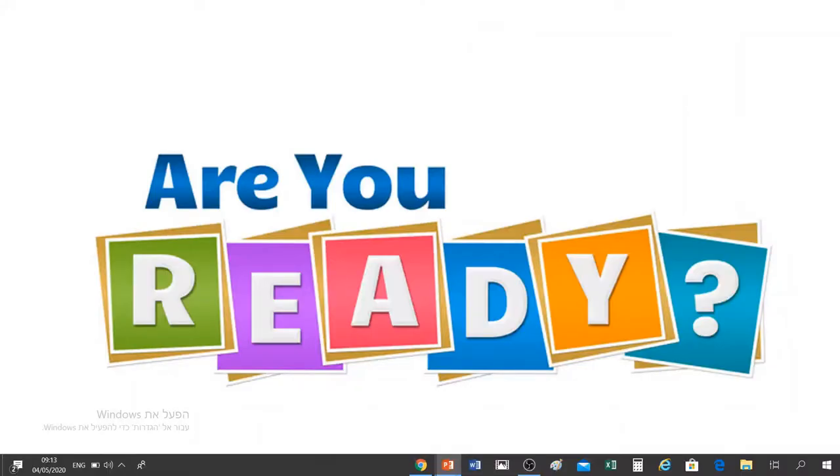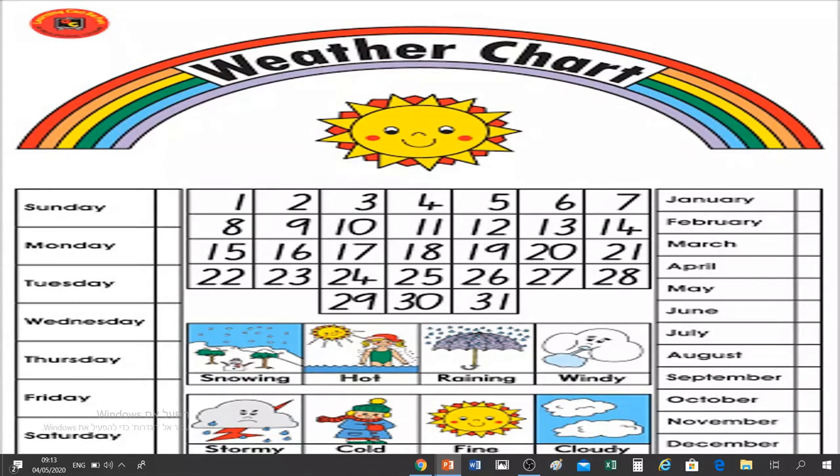Okay, after good morning, we will talk about the weather, حالة الطقس, and the date. Okay, let's start. So, what's the date? Can you count the numbers? Count, يعد. Let's count them together.